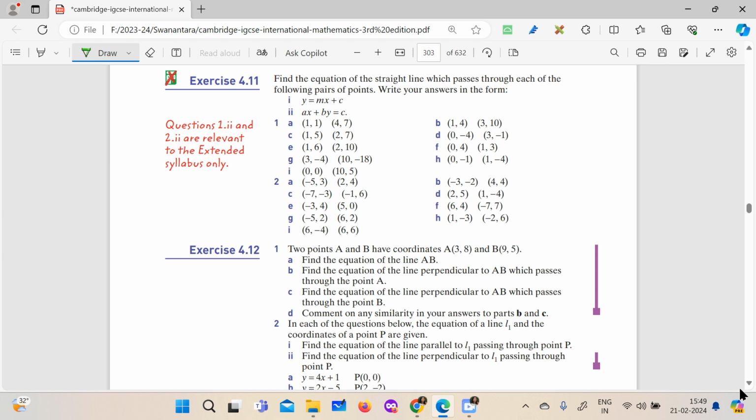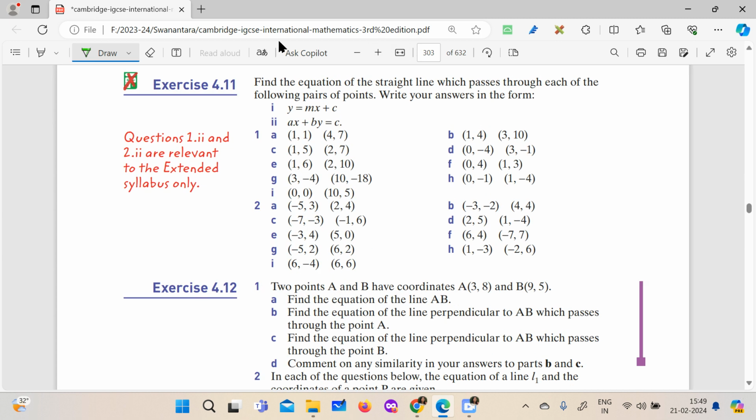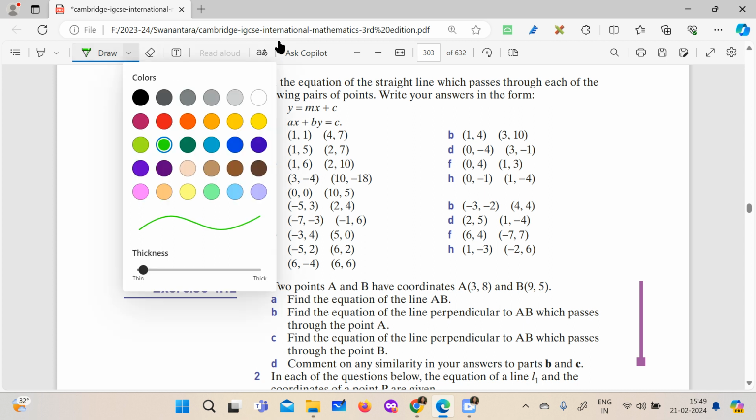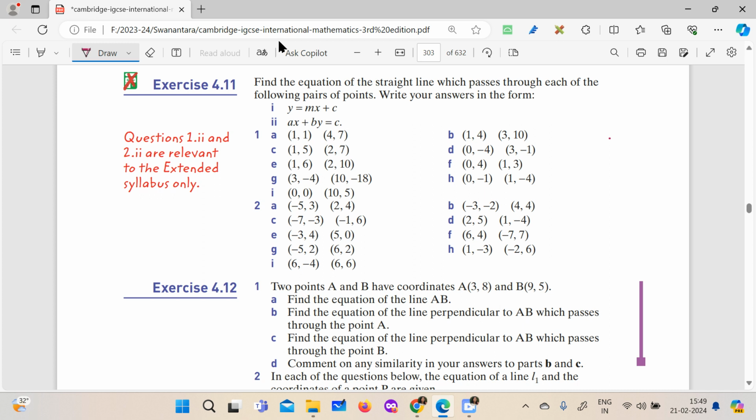Now, find the equation of the straight line which passes through each of the following pairs of points. This is again a very important question from the exam point of view. Generally, you get two-mark questions from this, like finding the equation of a line which passes through each pair of points.